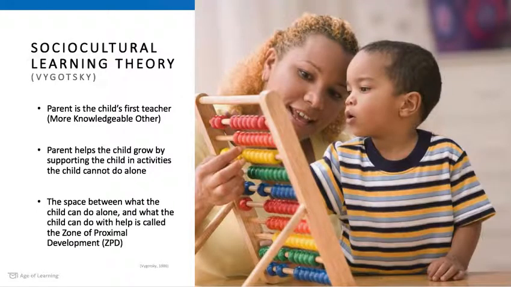And then lastly, there's Vygotsky's sociocultural learning theory, which talks about the idea of the more knowledgeable other. The parent is the child's first teacher, and the parent helps the child grow by supporting the child in activities that the child can't do alone. This brings to mind the ZPD, or the zone of proximal development, which is the space between what the child can do alone and what the child can do with help. And parents are in a prime position to work with their children in their children's ZPD by helping them through shared math activities.